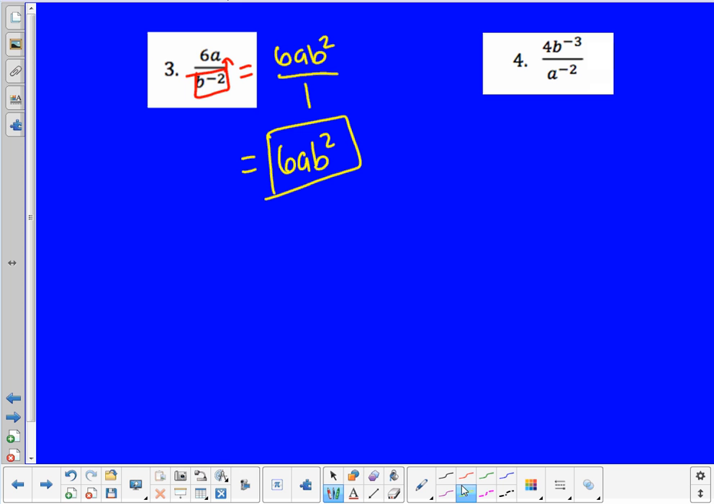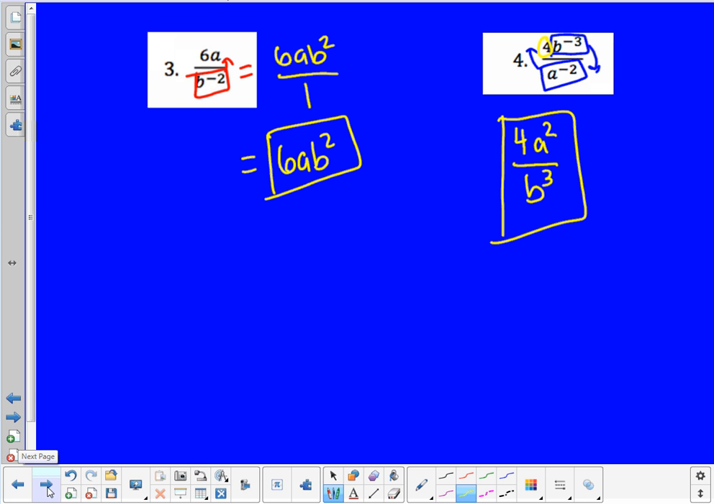In number 4, I have 2 things that I need to flip. I have b to the negative third, that needs to come down to the bottom, and I have a to the negative second, that needs to come up to the top. So when I do that, and by the way, the 4 stays where it is. 4 is not being raised to any negative power, so I don't need to move it at all. So the 4 stays up on the top. Now with it, I have a to the positive 2 power, and moving down to the bottom is b to the positive 3 power. So 4a squared over b to the third.